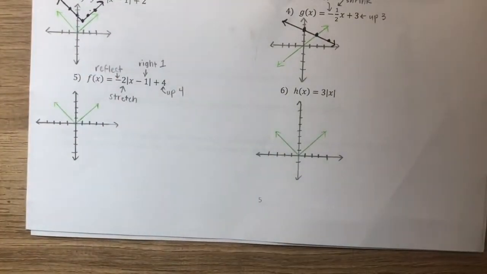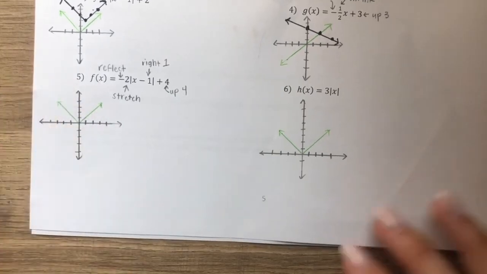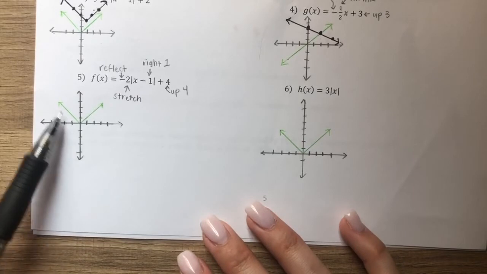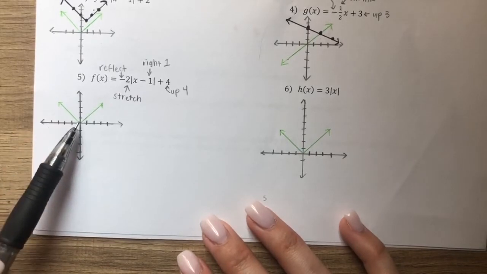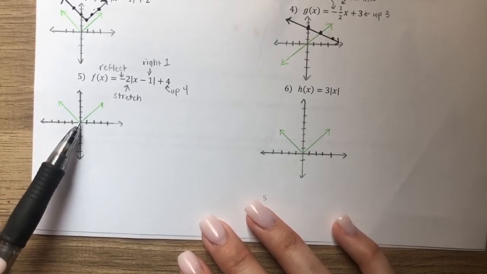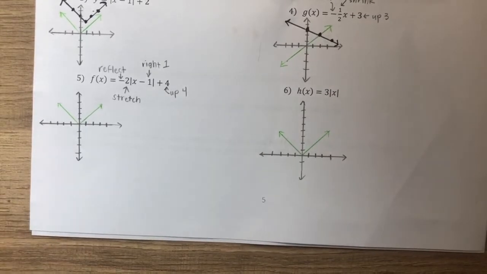So remember, before you translate, if there's a stretch, you need to stretch first, and then you can translate after. You have to think order of operations. If we were going to substitute something in, we would want to multiply first before we add or subtract. Okay, so from the parent function, I'm going to stretch it and then reflect it, and then we'll translate it.